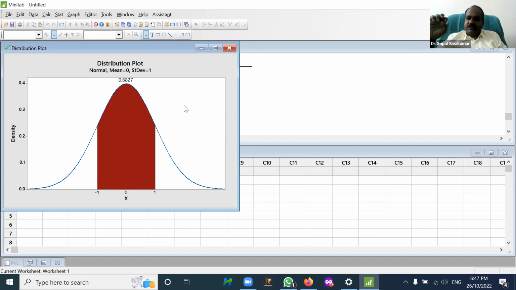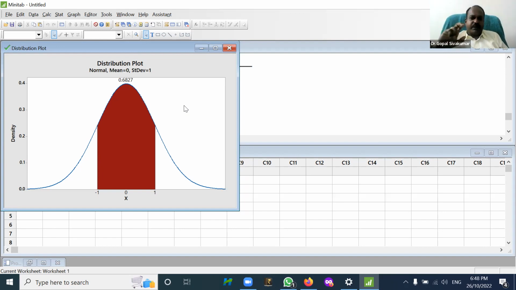See, the total area you can assume as anything. You can assume it as 1, you can assume it as 100, you can assume it as 1,000, you can assume it as 1 million. Suppose there are 1 million units, right? Between -1 and +1, you will have 68.27% of 1 million, which is 6.82 lakhs.